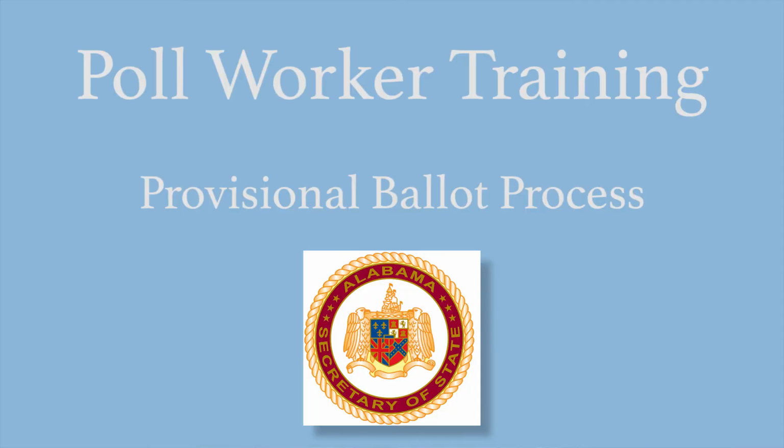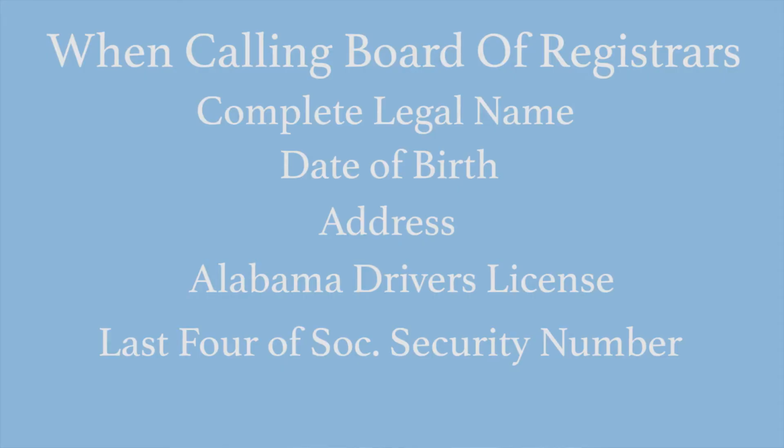Now I want to talk to you about the provisional ballot process. Before someone starts the provisional process, please make a call to your local board of registrars with the voter's name, date of birth, address, driver's license number, or the last four of their social security number, and let the registrars assist you and investigate this voter before you start the process.